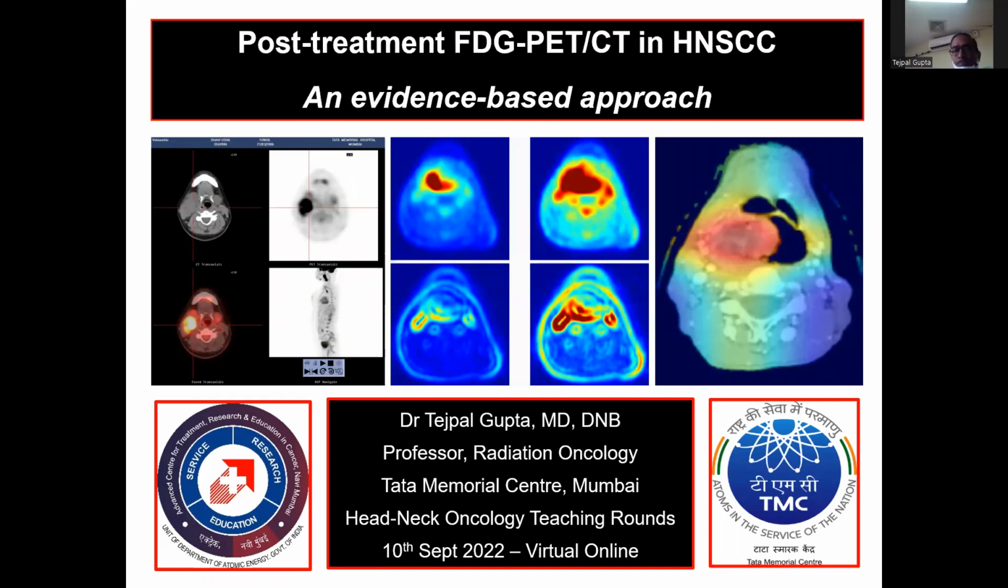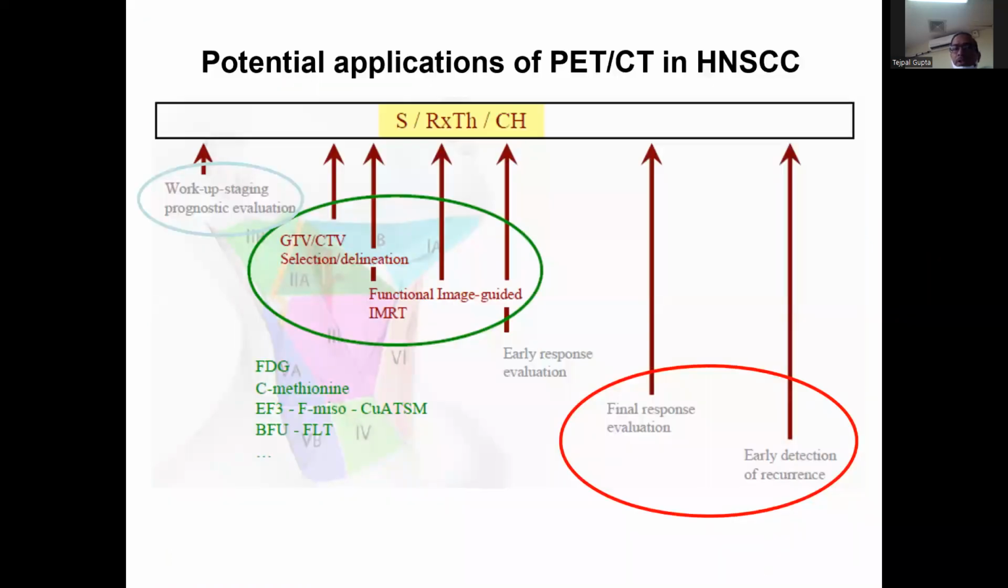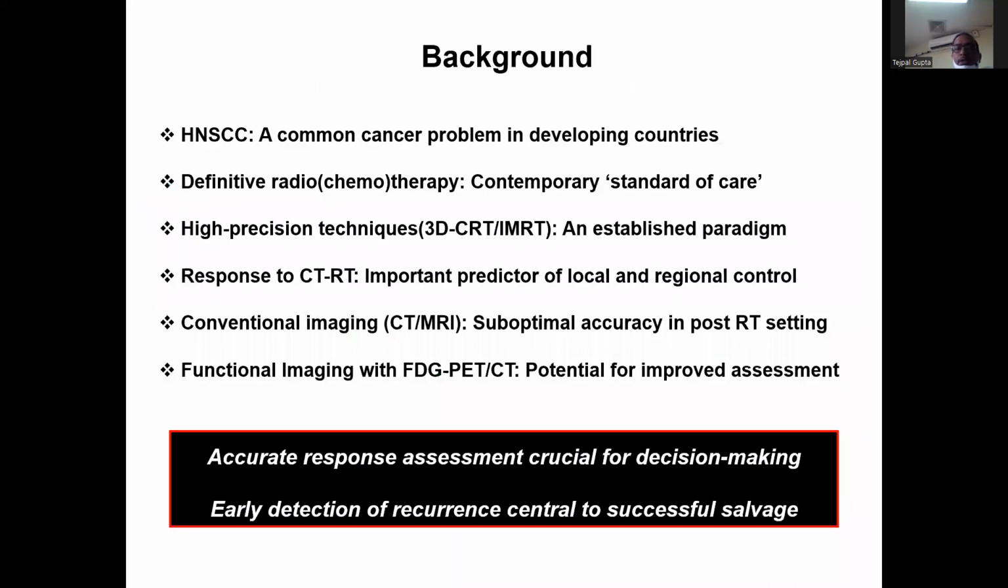So there are several potential applications of PET-CT in head and neck cancer, and today what we will be focusing on is the one circled in red, which is the response evaluation and early detection of recurrence. So we all know that head and neck cancer is a common problem, more so in the developing countries, and definitive radiochemotherapy is the contemporary standard of care in the non-surgical management of head and neck cancers. And over the last decade or so, conformal techniques like 3D CRT and IMRT have become the established paradigm as far as radiotherapy is concerned.